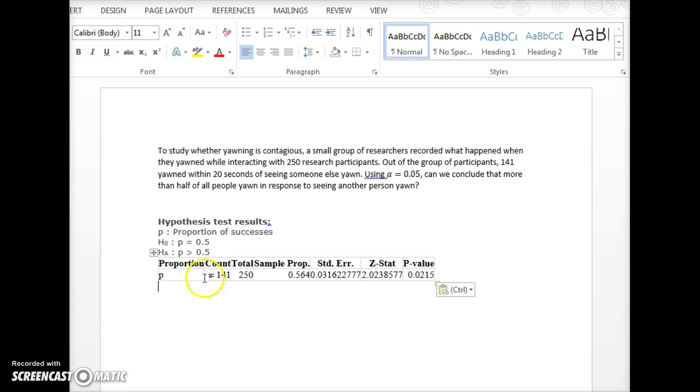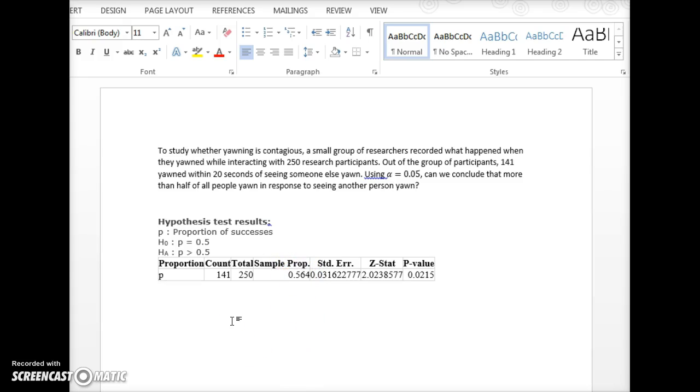And we are given our hypotheses, and we see that it's no longer mu because this is proportion, so it's P. And so they give us our test statistic, like always, and our p-value. And we can see our sample proportion as well.